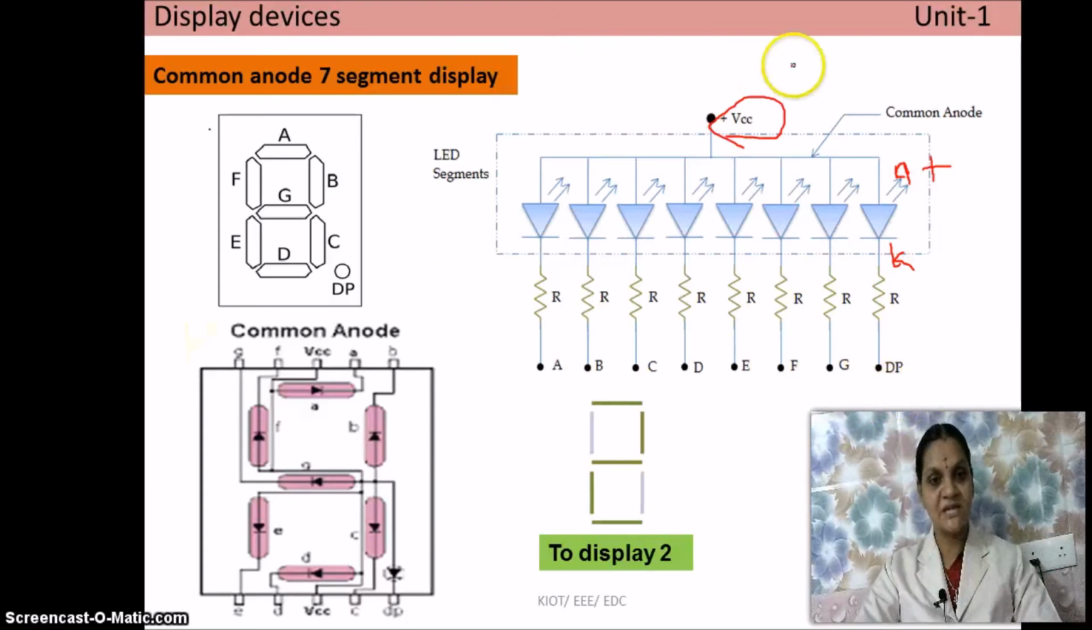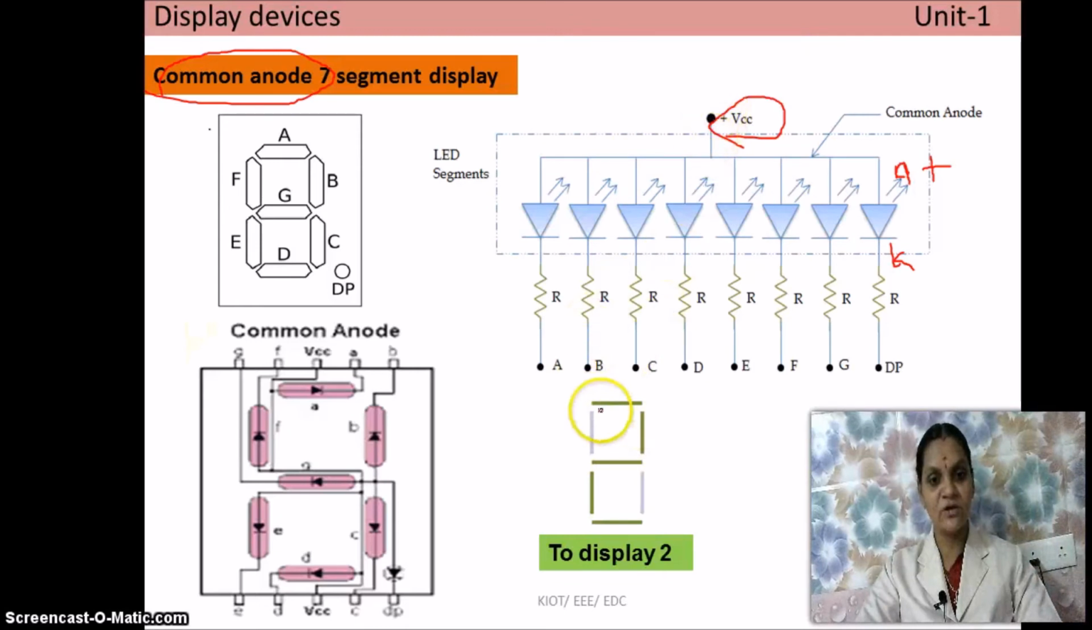So this connection is called a common anode 7 segment display. Common anode in the sense that the anode terminals of all the 8 LEDs are connected together and taken as a single terminal commonly. That is common anode.